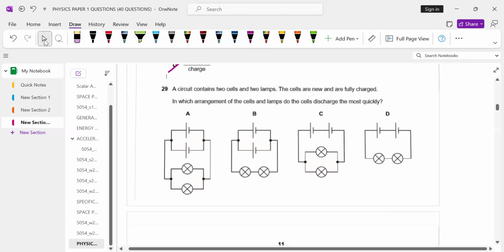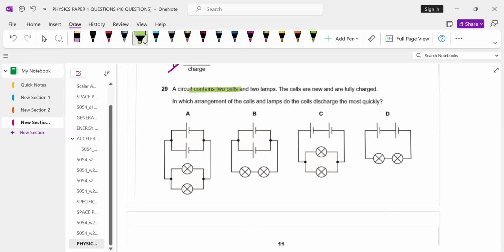Question number 9. A circuit contains two cells and two lamps. The cells are new and fully charged. In which arrangement of the cells and lamps do the cells discharge the most quickly? Most quickly, the cells would be discharged in which circuit? So let's have a look at the circuits.